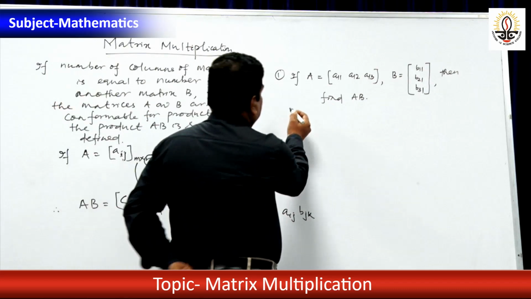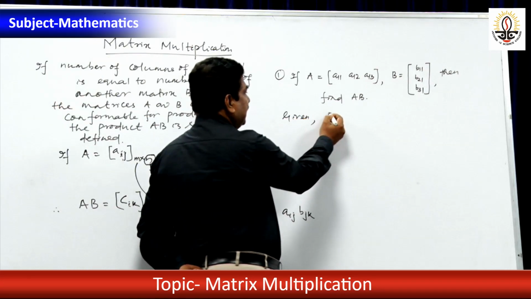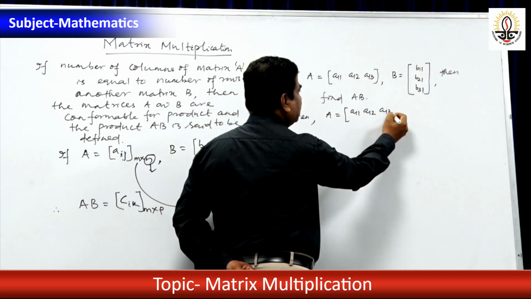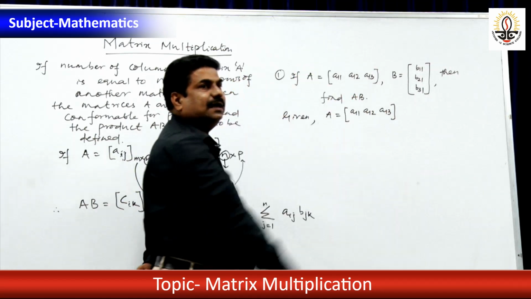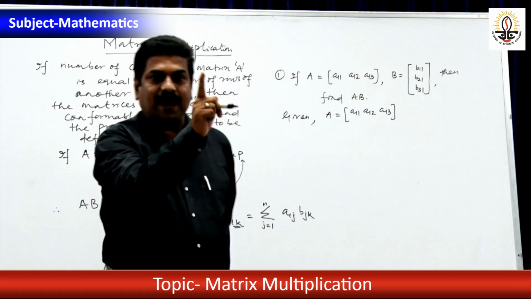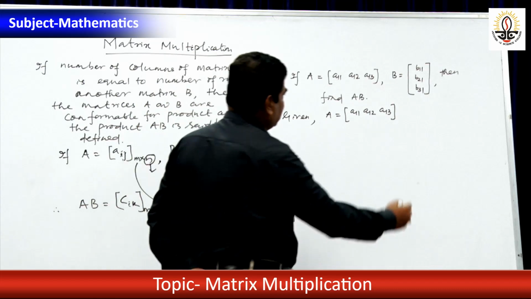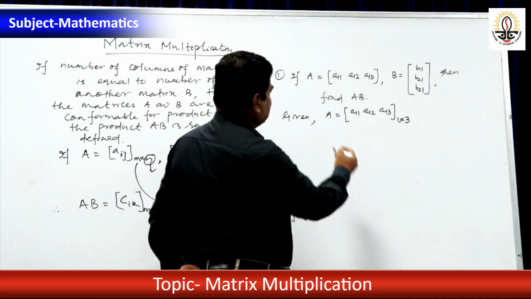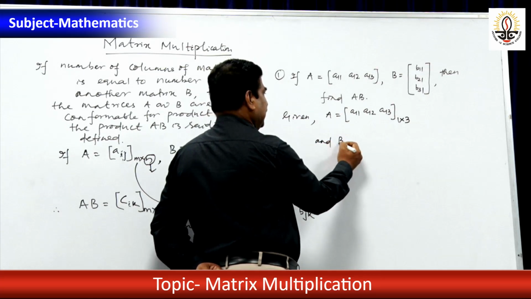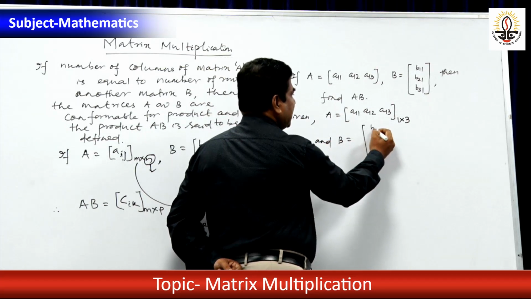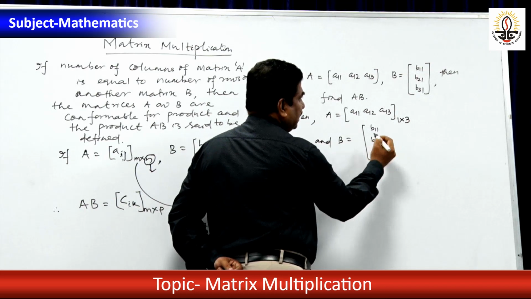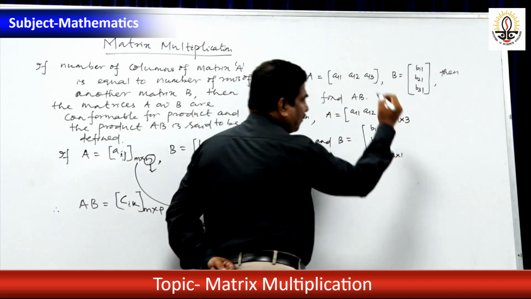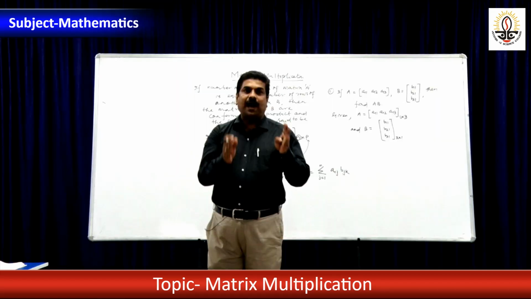Here you see, given A is equal to A11, A12 and A13. So this matrix has one row and three columns. Therefore it is written as 1 by 3. And the second one is B, which is B11, B21, B31, and this is a matrix of order 3 by 1.